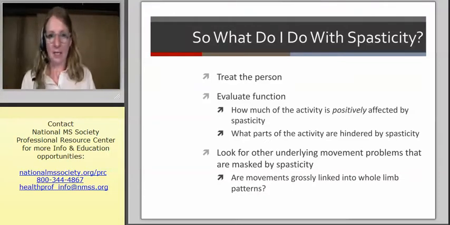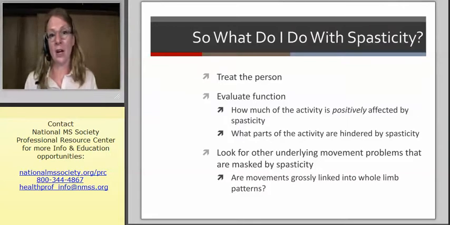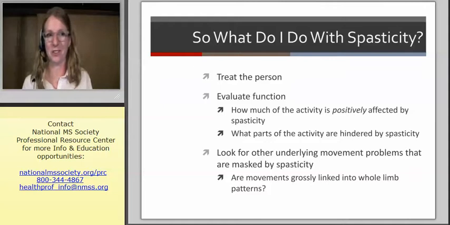Okay, so anyway, getting back to this. You really want to look at other underlying movement problems that are masked or helped by the spasticity. Sometimes we have patients where, once you take their spasticity away, they've got some pretty funky stuff going on. So look for that.